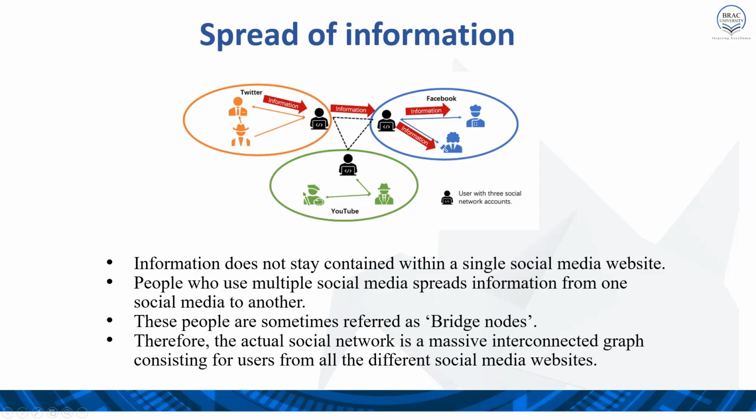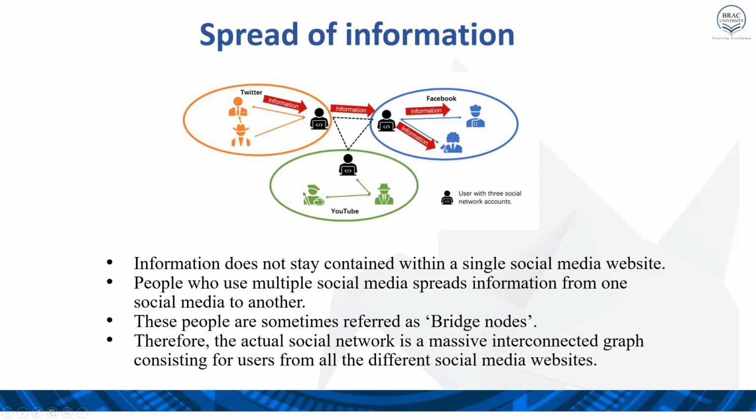If this was true, all the information in Facebook would be contained in Facebook. Similarly, all the information in Twitter would be contained in Twitter. However, most of us already probably know by now that this is far from reality. Information can obviously flow from one social media to another. For example, from Facebook to Twitter, or Twitter to Facebook, from Facebook to YouTube, and so on. So, how does this actually happen?